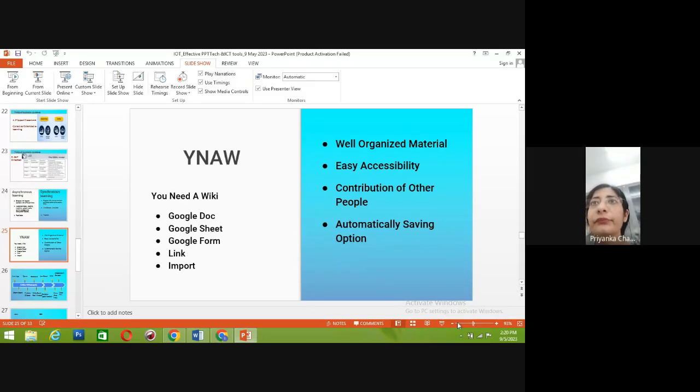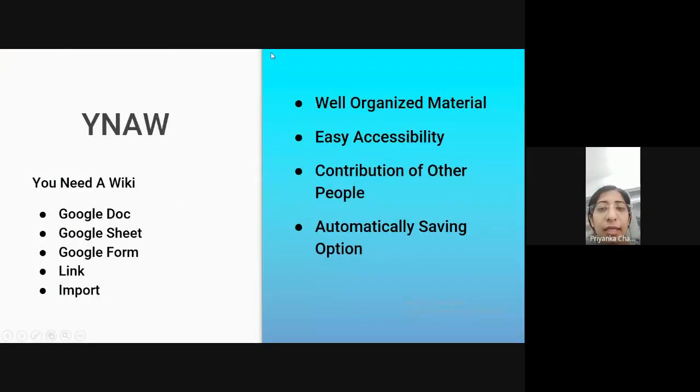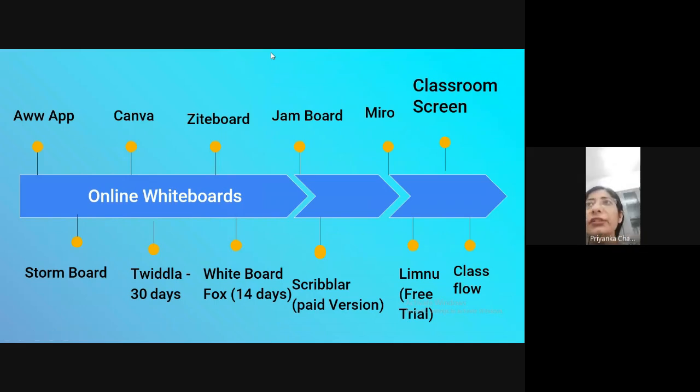Next is online board. You can use in your presentation. You can use your online boards also. So there are different online boards available. Like our app, we can see here Canva, Board, Jamboard, Miro, Classroom Screen. All these things which are shown at the top, these are freely available. While Stormboard, Twiddler, Whiteboard, Scribbler, Limnu, Classflow, these are not free of cost.